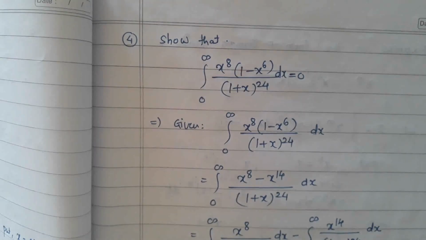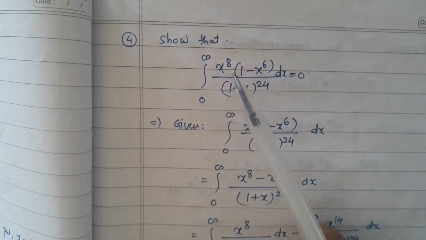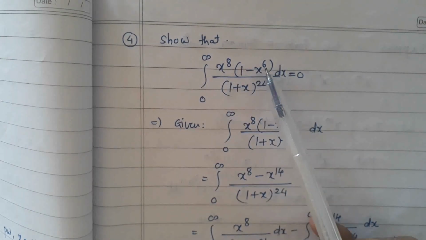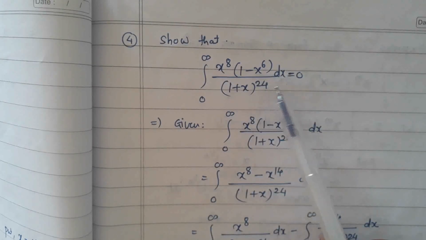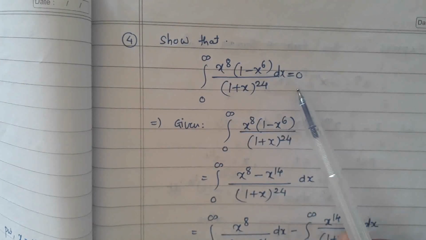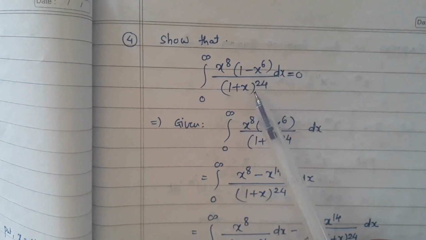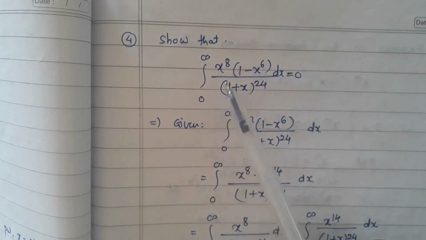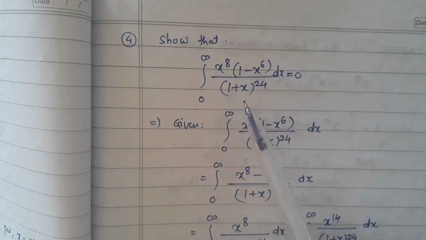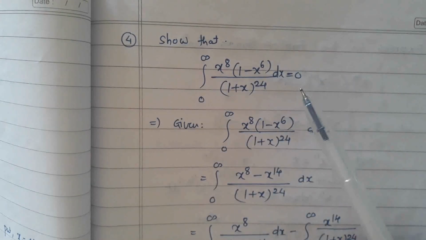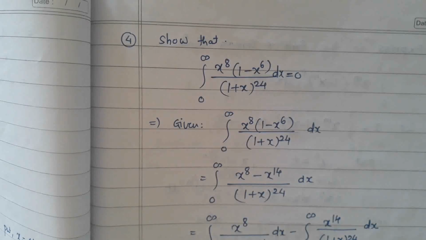Next question: show that integral 0 to 1 x raised to 8 (1 minus x raised to 6) upon (1 plus x) raised to 24 dx is equals to 0. To evaluate this integral, we have to use one of the definitions of the beta function: integral 0 to infinity x raised to m minus 1 upon (1 plus x) raised to m plus n dx.